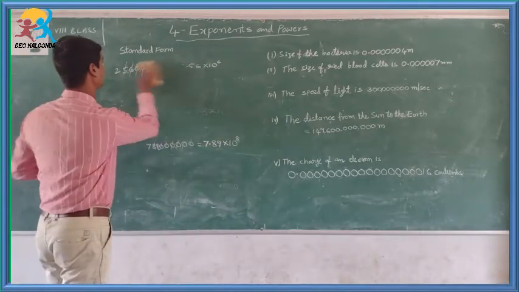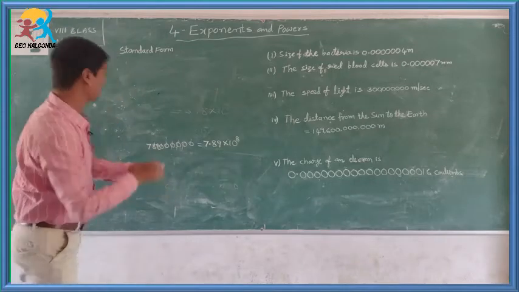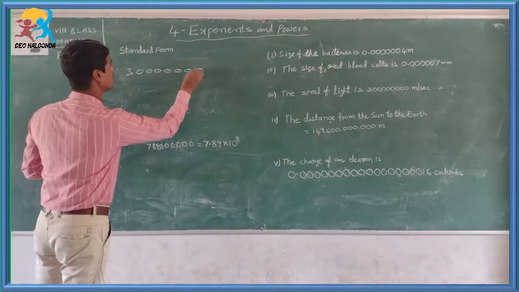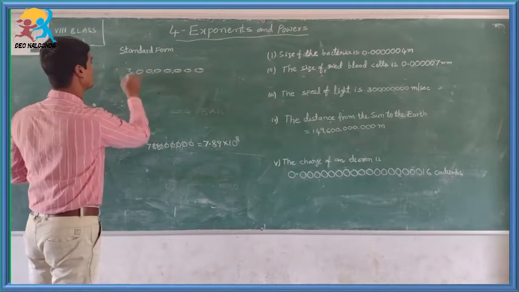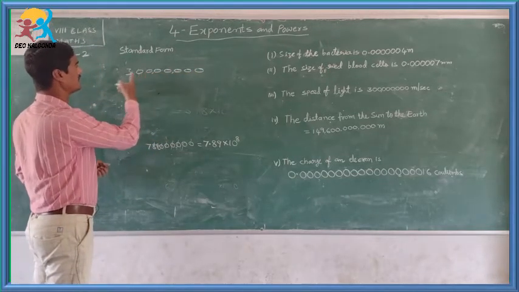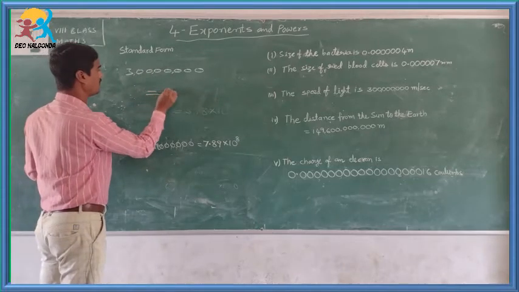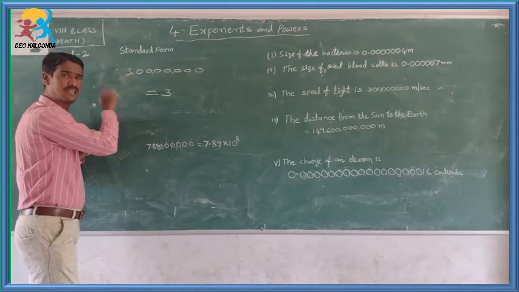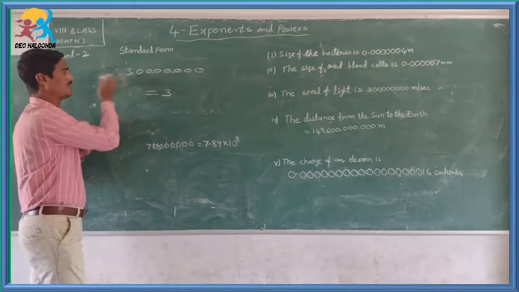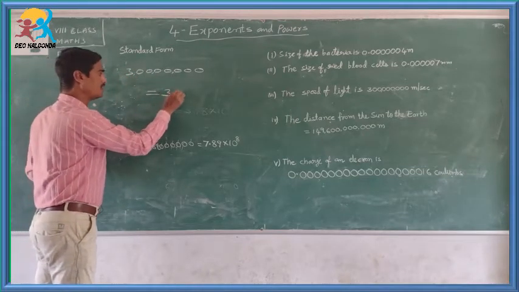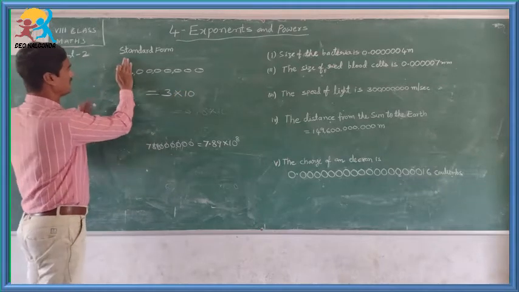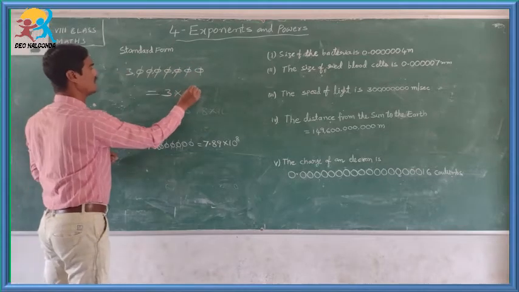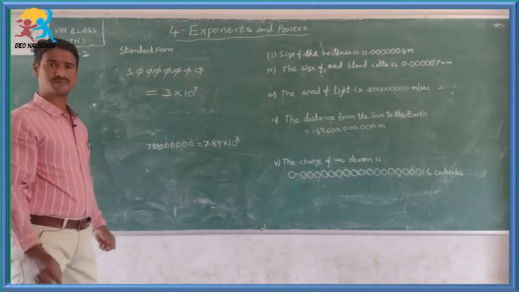Suppose I take 3 crores. So 3 point, no non-zero numbers. There exists only one non-zero, that is 3. So write 3 into 10 to the power of the remaining digits here. 1, 2, 3, 4, 5, 6, 7. So 10 to the power of 7.